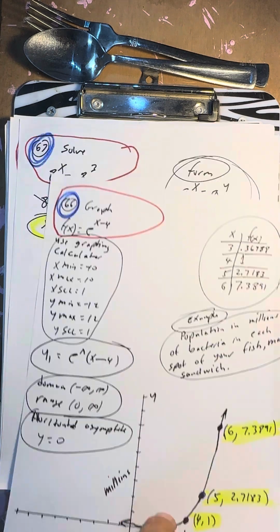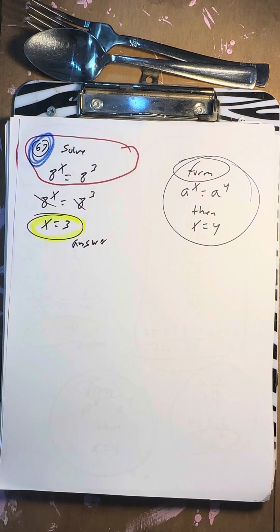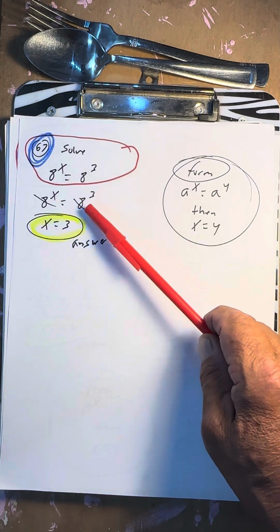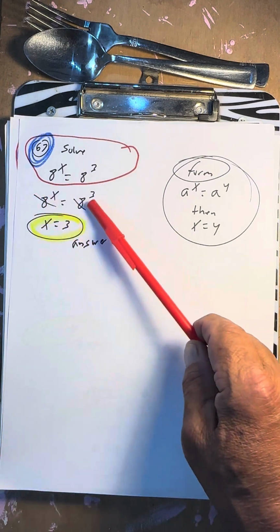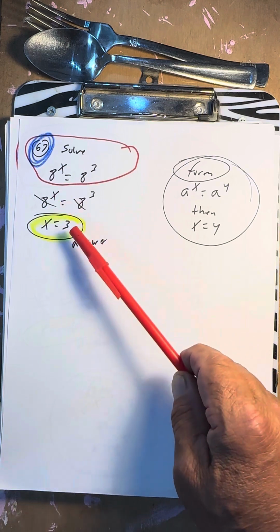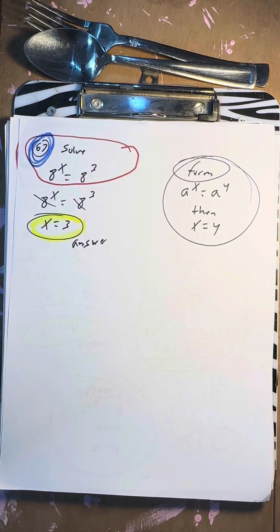Could be that. Not a graph, but this one says if 8 to the power of x equals 8 to the power of 3, formula: if a to the x equals a to the y, guess what? Then x is y. So if a to the x equals a to the 3, the bases are the same, so they're gone. So what's left over? x must be what? 3.